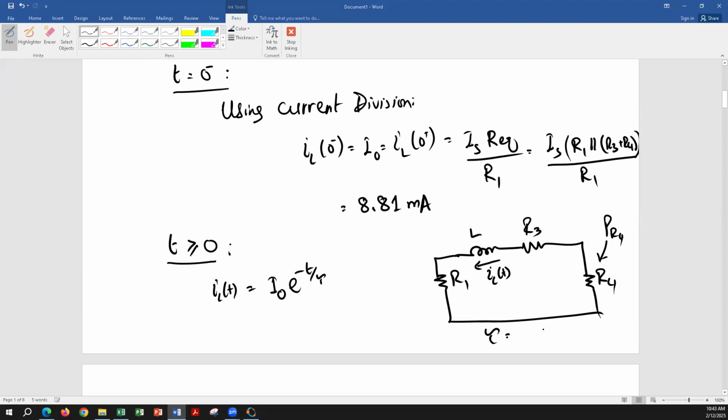So who is going to tell me? Since I don't know if you guys looked at the lecture or not, tau is L over R, in this case L over R equivalent. So what is R equivalent? The series combination of R1, R3, R4. So tau is L divided by R1 plus R3 plus R4, which is 2.38 milliseconds.